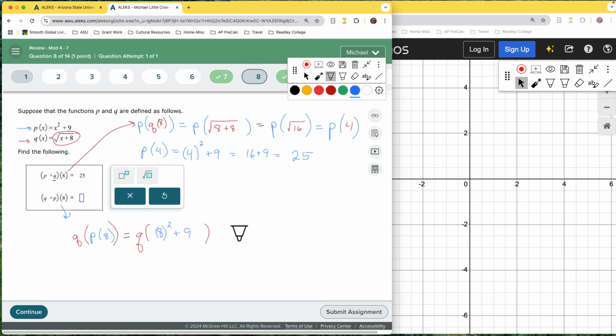And so we keep working that forward. This q is waiting out here. We're going to work inside here. 8 squared is 64 plus 9. Oops, it should be in blue. 8 squared, 64, plus 9. And so we end up with q of, 64 plus 9 is going to be 73.